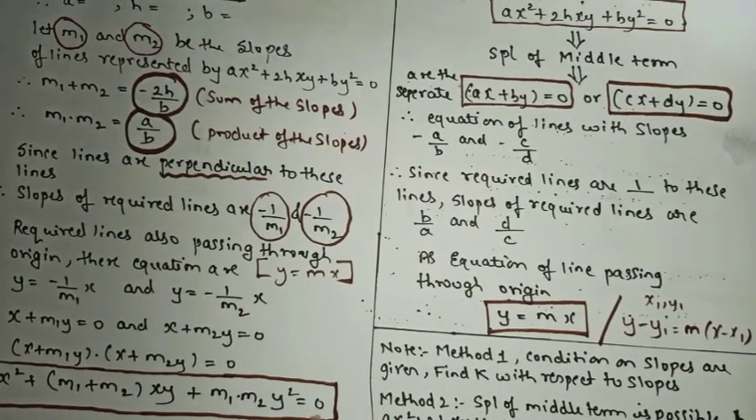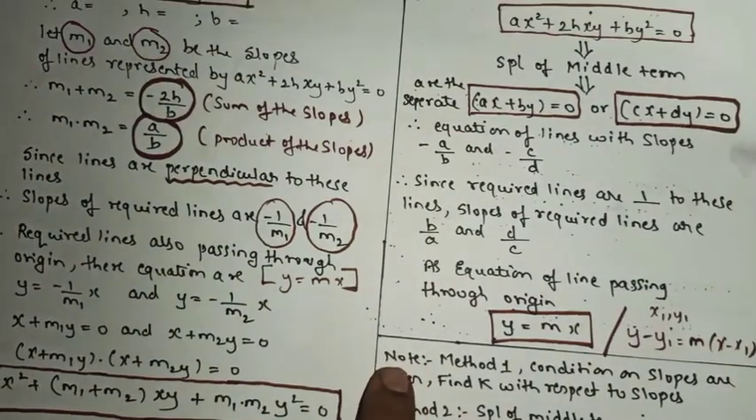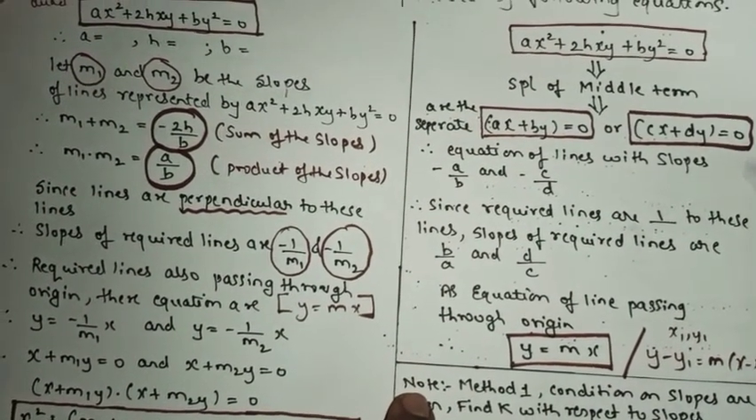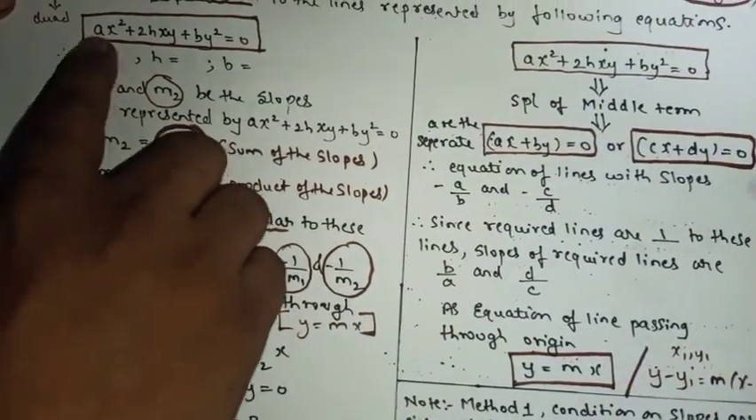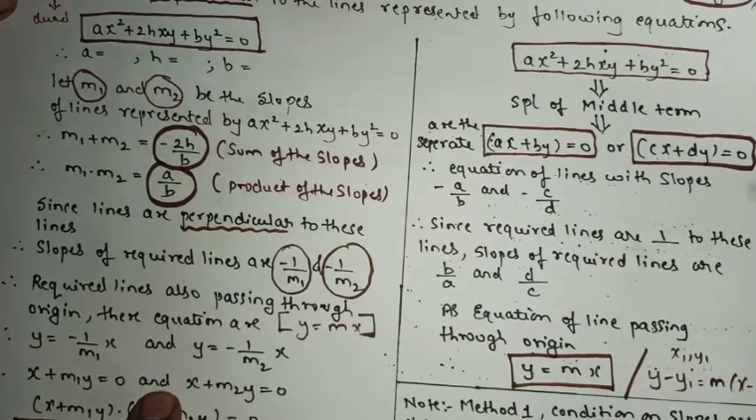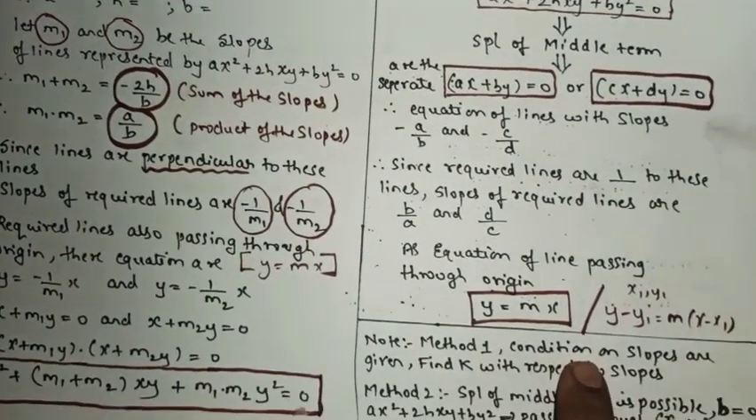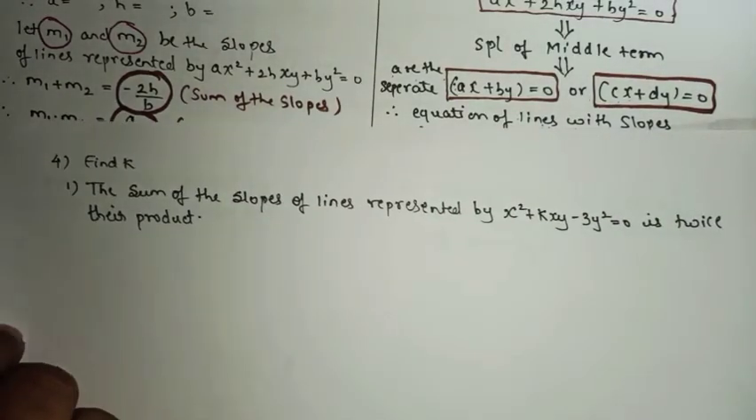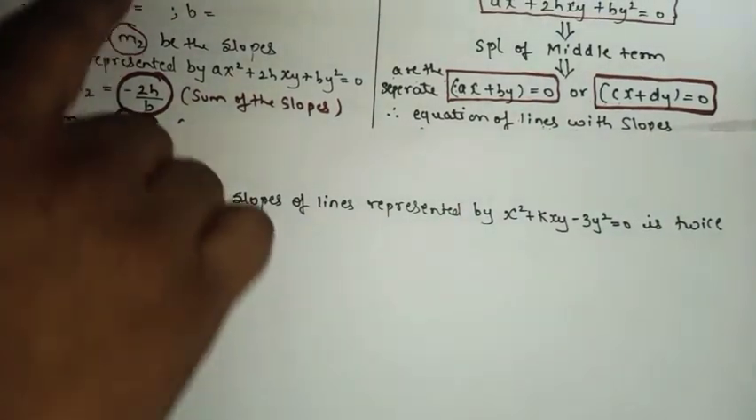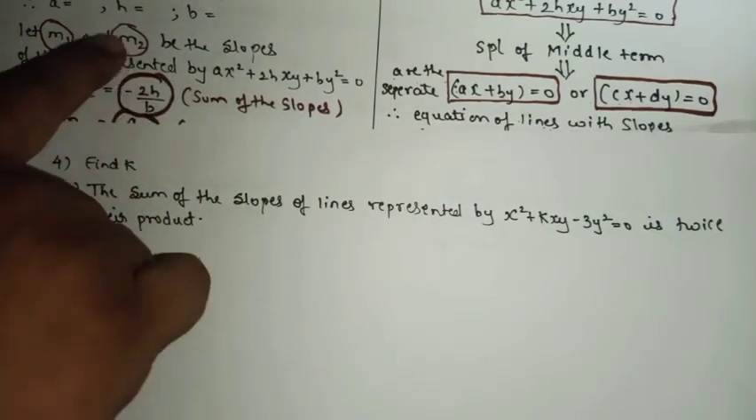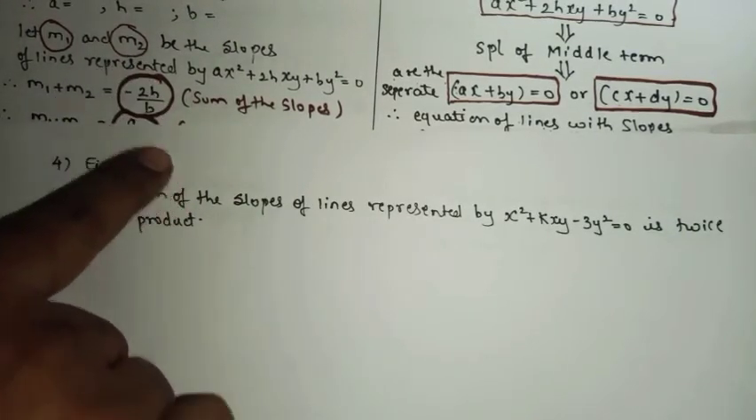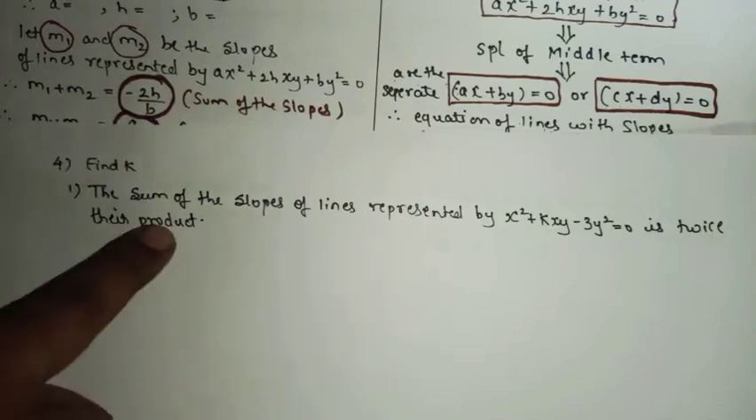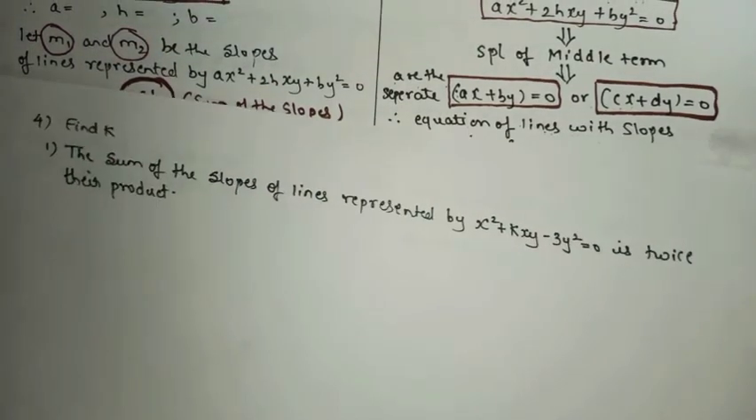Yes or no? Okay. So method number one, for a quadratic equation, is based on the condition of the slopes and you have to find the value of k. For these two types of sums, you have to apply the method number one. Got the point? Yes or no?